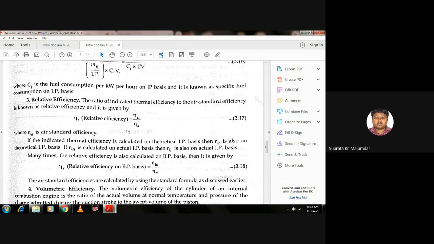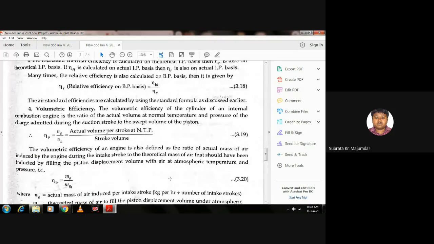If the indicated thermal efficiency is calculated on theoretical indicated power basis, then the relative efficiency is also on theoretical indicated power basis. If the relative efficiency is calculated on actual indicated power basis, then the relative efficiency is also calculated on actual IP basis. Okay, and finally, number 4 is volumetric efficiency.